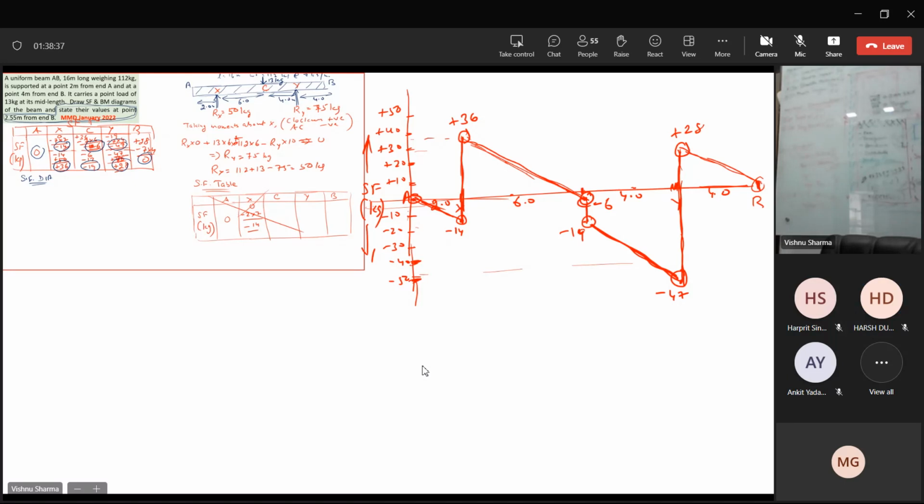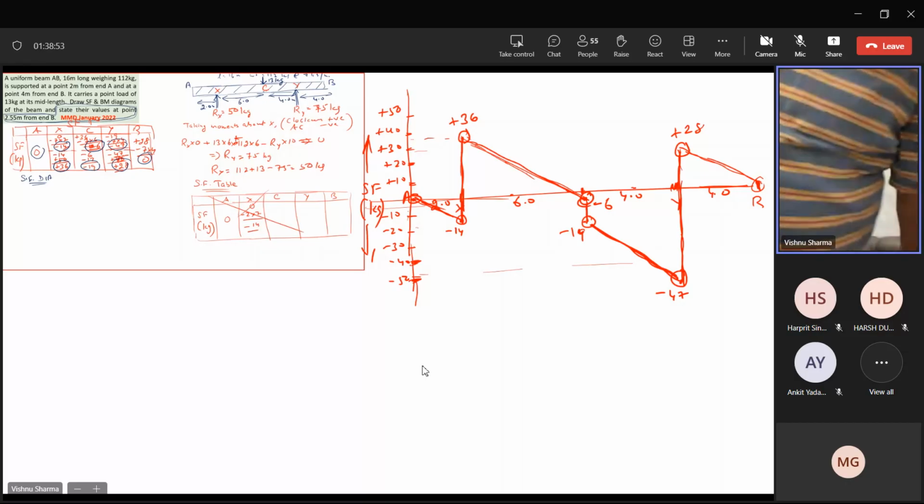So done, sir. Done. Anybody has any doubts about the SF diagram? If you don't have any doubts, then that means half of your question is done, beta. Half of your question is done. Now, let me first address one thing.